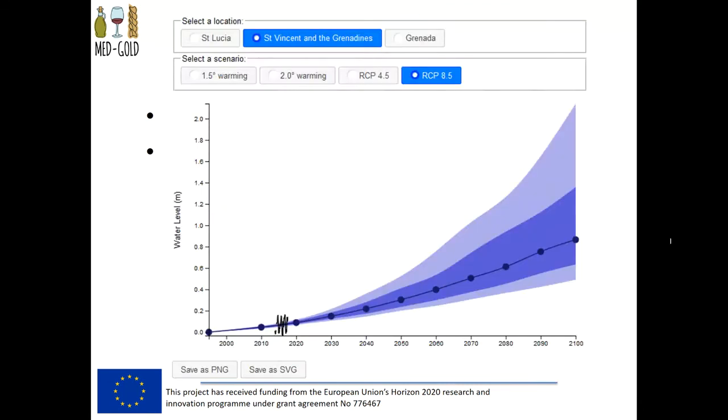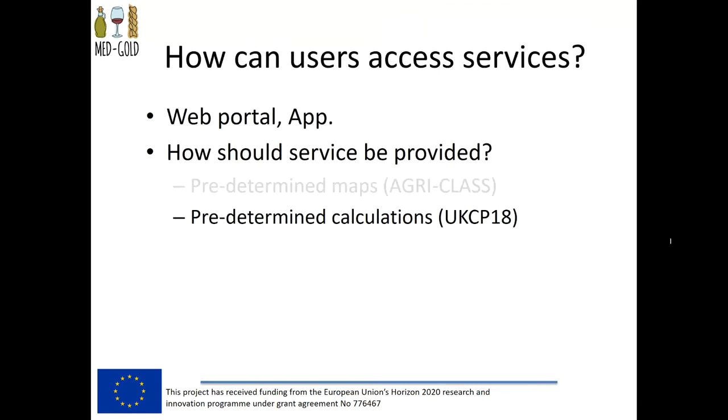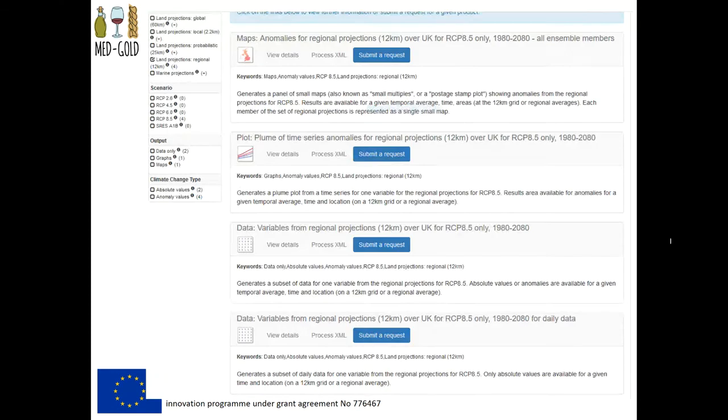So the next option then is to have a service that's what I call predetermined calculations, an example of that would be the UKCP18 interface. So that's the United Kingdom Climate Projections 2018. So if you press down again, Alessandra, another image should appear. Yeah, so this is like the front page of it.